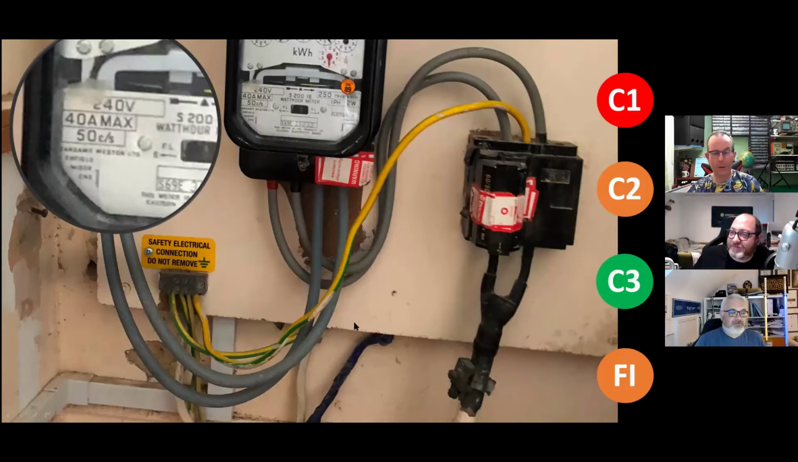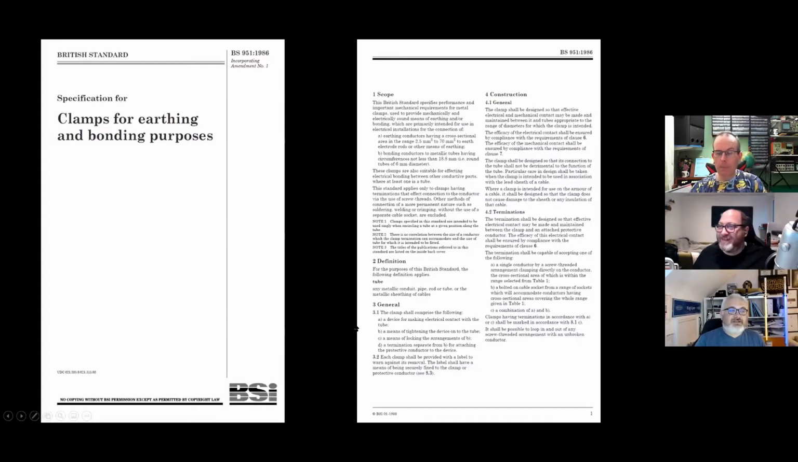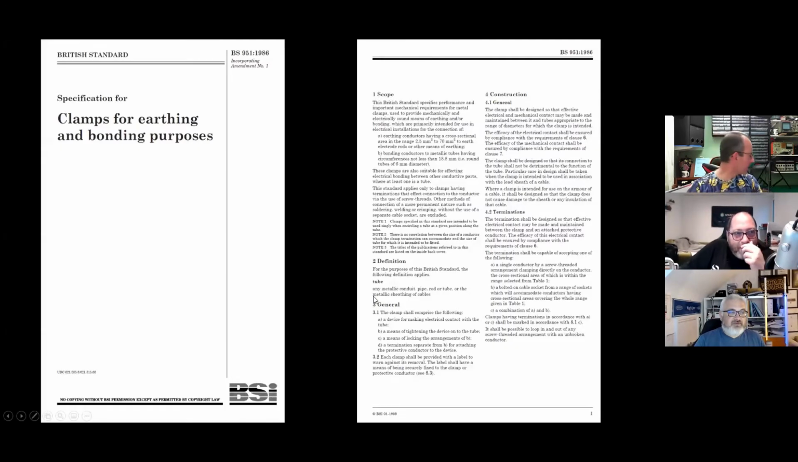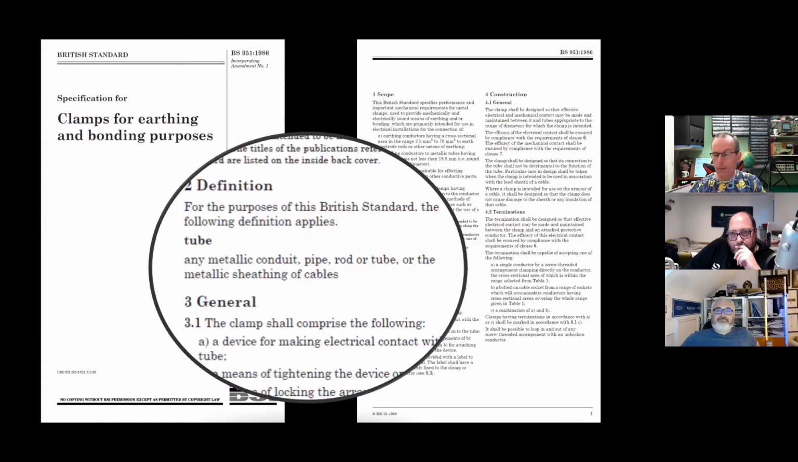Okay. Anyway. All right. Shall we go on to the elephant in the room? That clamp. The clamp. Yeah. Right. So before Mr. John Ward starts, I'm just going to give you a little bit of history. 1941 was the first edition of BS 951. It was then updated in 1948, and then again in 1986. Over to you, JW.